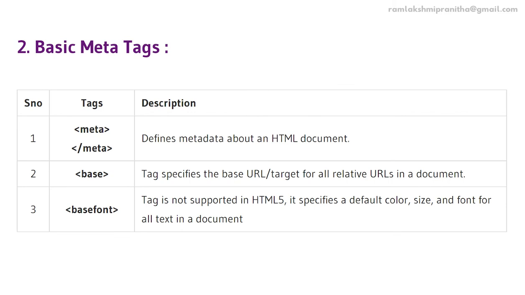2. Basic meta tags. Next, let us learn about some basic meta tags. 1. Open and closed meta tag. Meta tag defines metadata about an HTML document. 2. Base tag. Base tag specifies the base URL or target for all relative URLs in a document. 3. Base font tag. Base font tag is not supported in HTML5, it specifies a default color, size, and font for all text in a document.